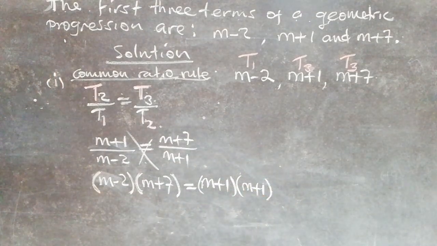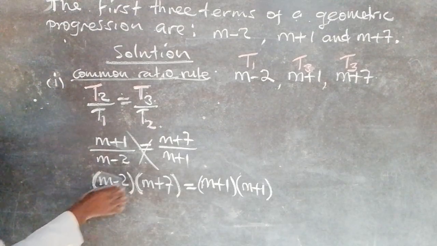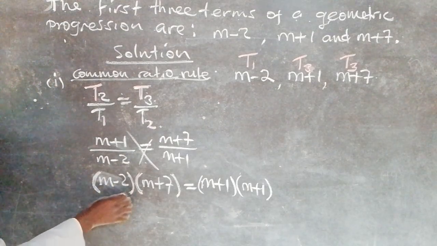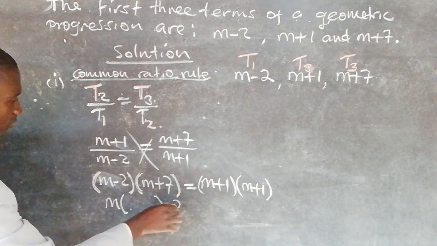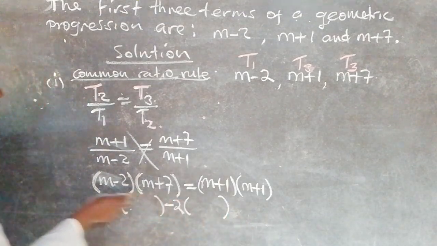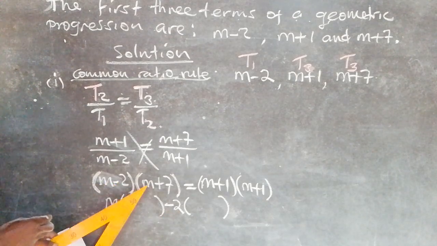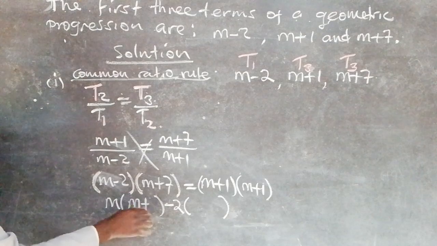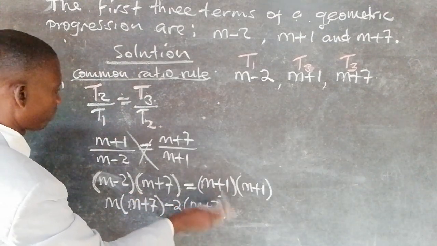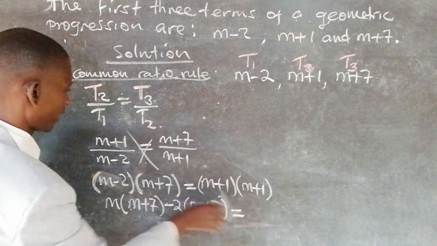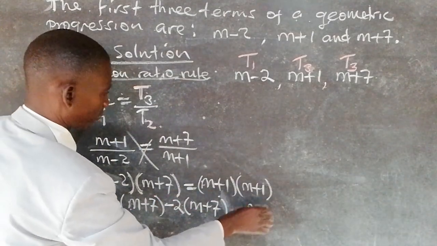Then from there, what you need to do is to start expanding. How do you expand? Look at what is in the first two brackets. This is m minus 2, so you remove m outside the brackets, then also negative 2 to be outside the brackets. These are coming from the first two brackets. M, this is m, negative 2. The second part is m plus 7, and this is m plus 7 in brackets like that. Then this is an equal sign. Then m plus 1 multiplied by m plus 1.